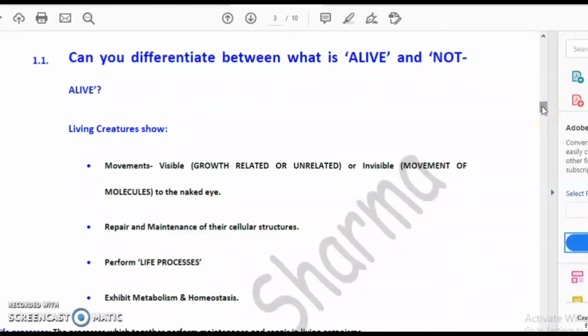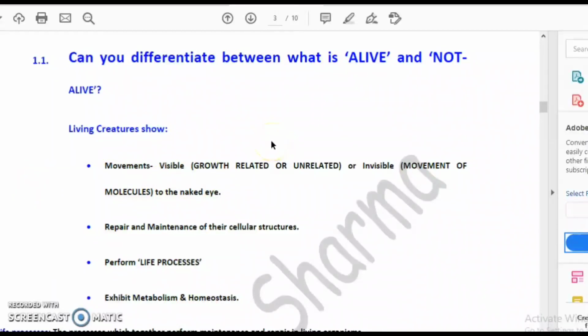So the first concept is, how do you decide whether something has life, whether it is alive and a living organism, and how do you differentiate it from an inanimate object? Well, for that, we must focus on the special characteristics, the unique characteristics living organisms show. So in front of you, you find the first living characteristic, which is movement. Movements can be of many types.